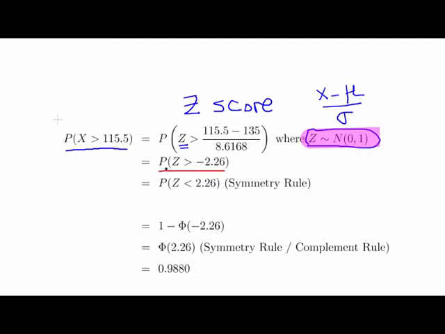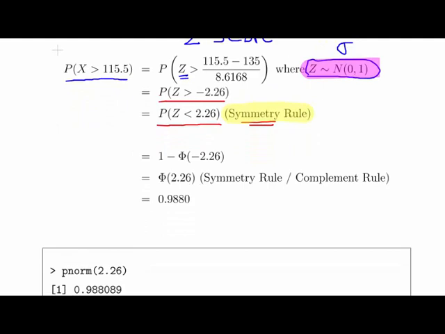Working that out, we find that the z-score is minus 2.26. So we're asked to find the probability of Z being greater than minus 2.26. Using the symmetry rule, that is the probability of Z being less than 2.26, which we should be able to find from the tables. Depending on which approach you're taking, if you're using the phi function, we can disregard that step. That's why I left that blank.